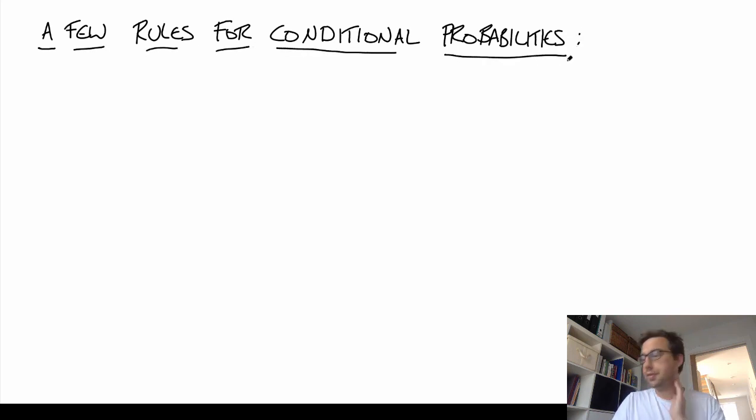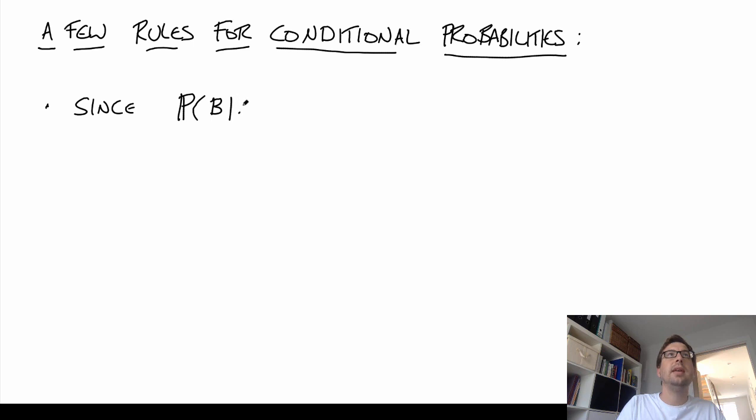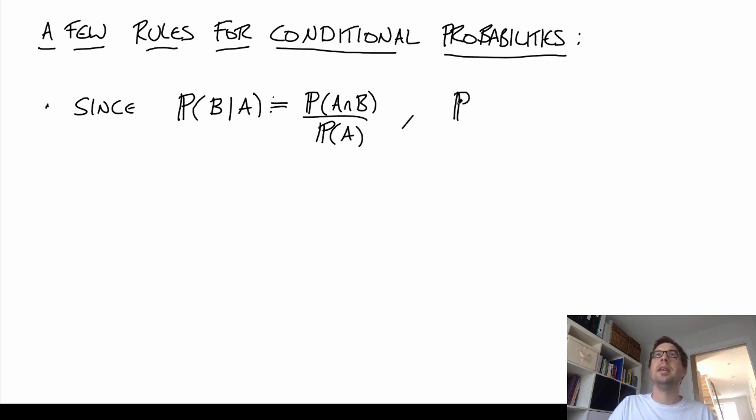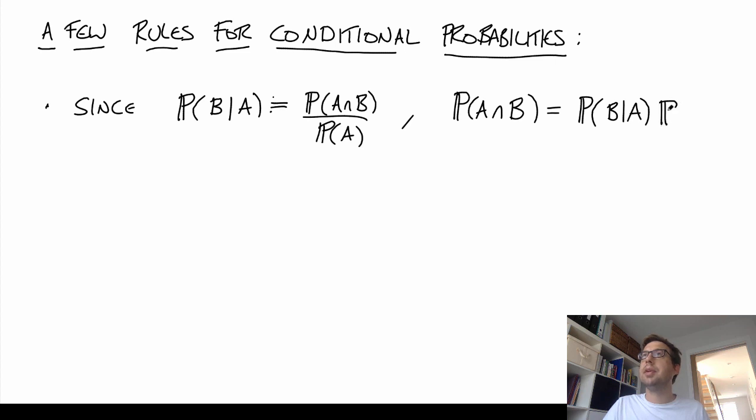So just like normal probabilities, there are a few tips and tricks which are useful. First, since the probability of B given A is defined to be the probability of A and B divided by the probability of A, we can also note that the probability of A and B is equal to the probability of B given A times the probability of A.